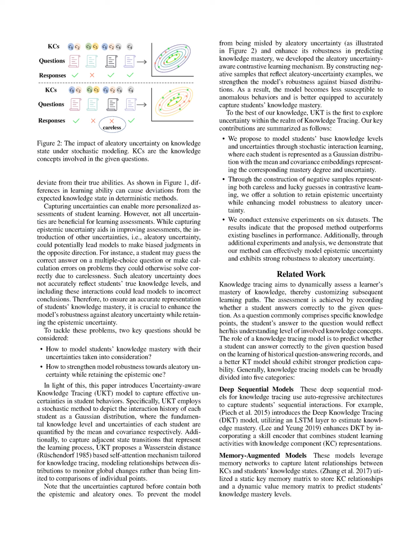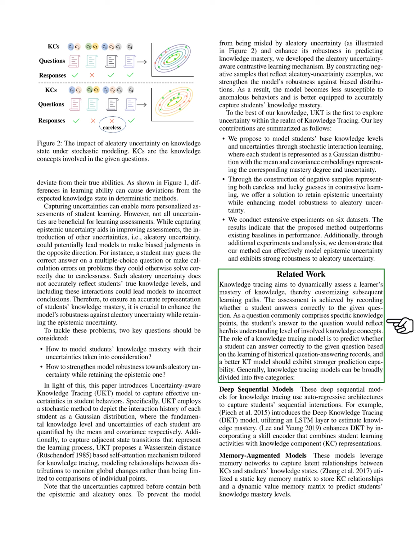Section Summary. In this section, we introduce the Uncertainty-Aware Knowledge Tracing (UKT) model, which captures both epistemic and aleatory uncertainties in student interactions by representing each student's knowledge as a Gaussian distribution. Our approach enhances model robustness against misleading aleatory uncertainty while effectively assessing students' true knowledge mastery, outperforming existing methods in extensive experiments.